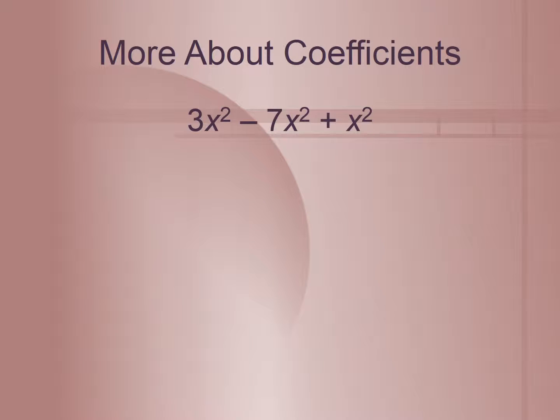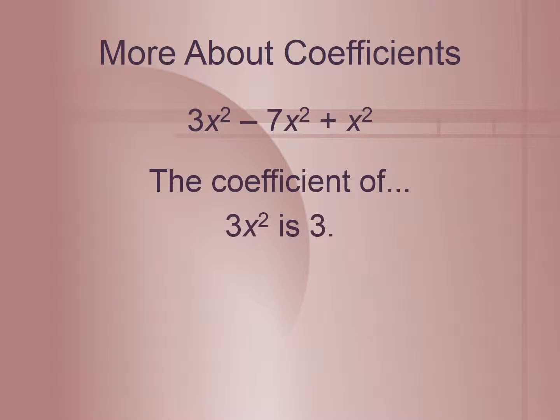So if this is our expression, 3x squared minus 7x squared plus x squared, and we want to know what the coefficients are, well, the coefficient of 3x squared is 3. The coefficient of minus 7x squared is actually negative 7, because the negative goes along with it. And then the coefficient of x squared is that invisible 1 in front of it, because 1 times anything is itself.